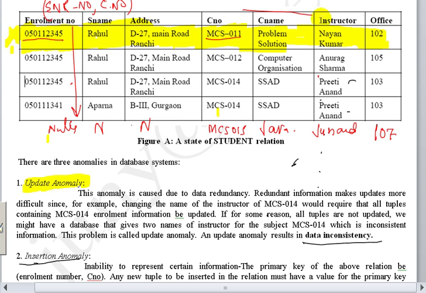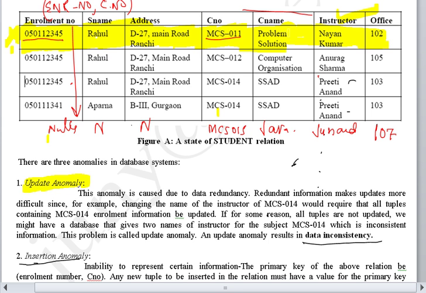But our Nayan Kumar is there. Are you getting what I'm saying? Maybe there are some other students with the problem solution who can retain Nayan Kumar, but maybe we have only one student with this. So if that student goes off, the fact that Nayan Kumar is teaching problem solution is also lost. So what we are seeing here is a deletion anomaly. We are trying to delete one thing, but it deletes other information which I should not have deleted. You getting?